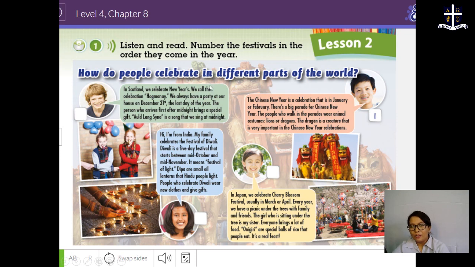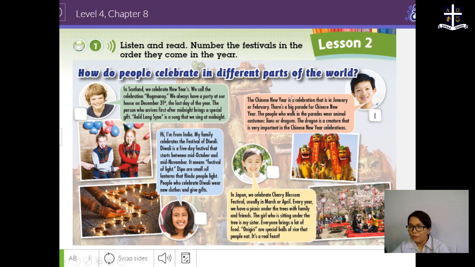Now, please look at this paragraph. You have to find the sentences that contain who and also that. We start from paragraph one. Can you find it? In paragraph one, this is the sentence: the person who arrives first after midnight brings a special gift. That is the use of who here. And then, Auld Lang Syne is a song that we sing at midnight. So what do we use here? We use that here, to explain about something.